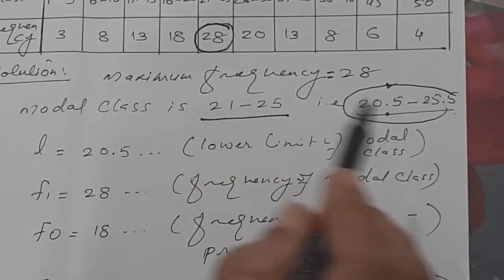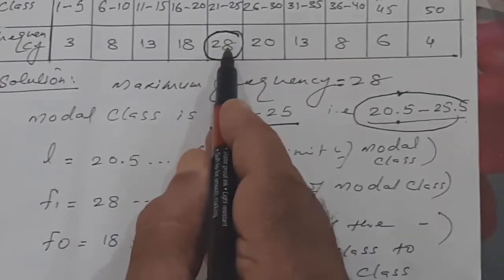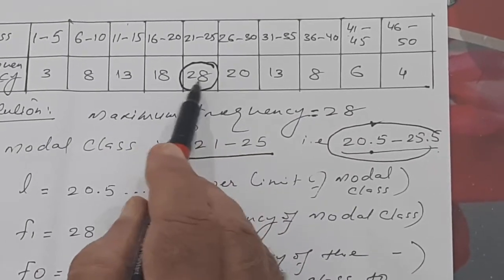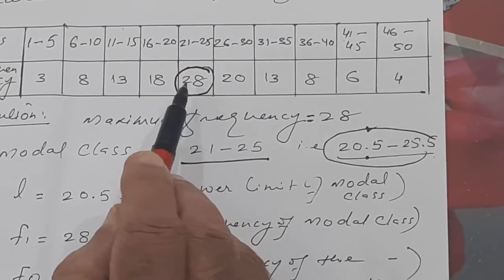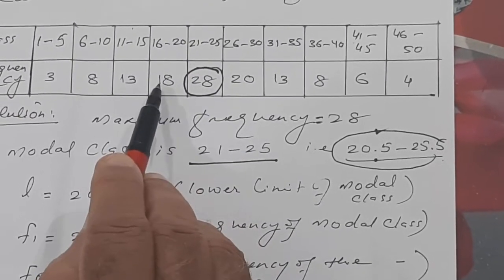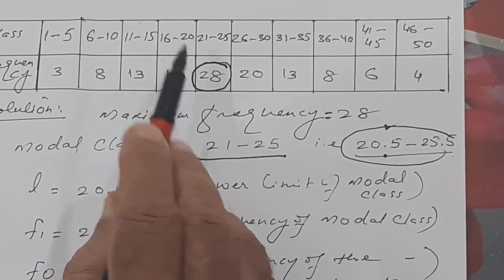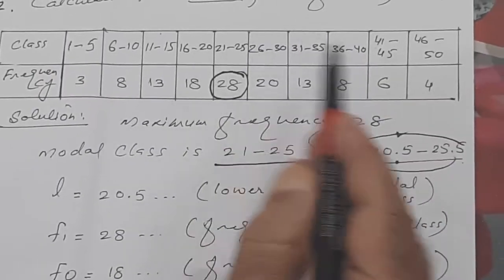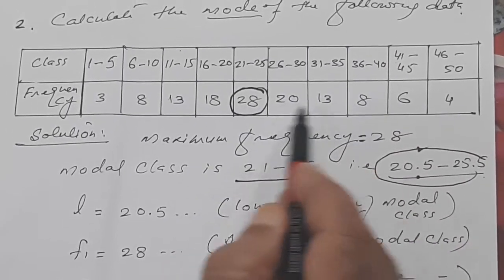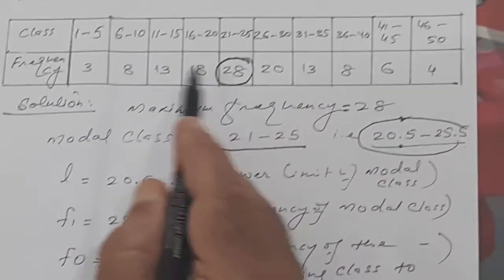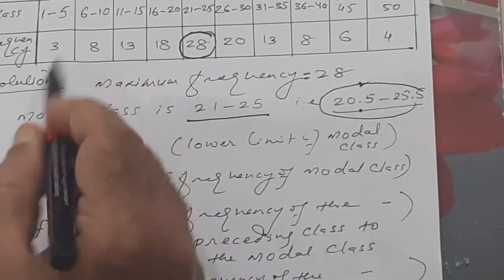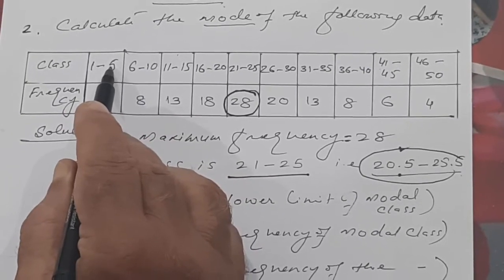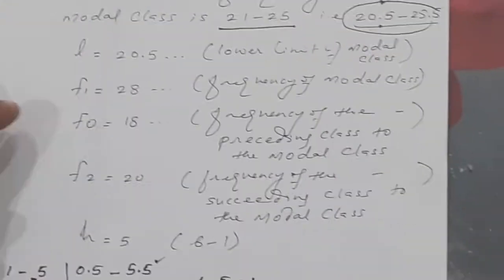F1 is the frequency of the modal class. F0 is the frequency of the class preceding the modal class, which is class 16 to 20. So what is the frequency? 18. And F2 is the frequency of the succeeding class, that is the next class, 20, and H is 5. How to calculate H? 6 minus 1 is equal to 5, or 10 minus 5 is equal to 5. Okay, so H is 5.